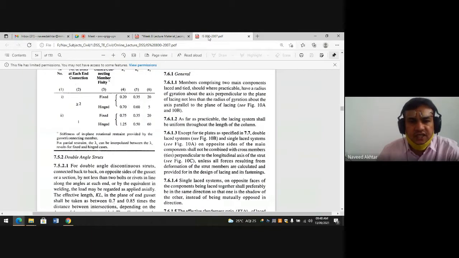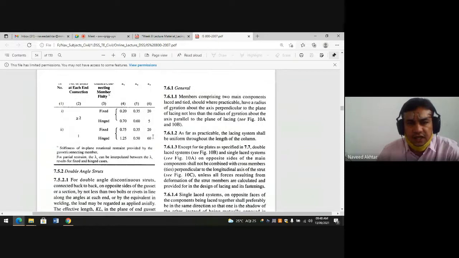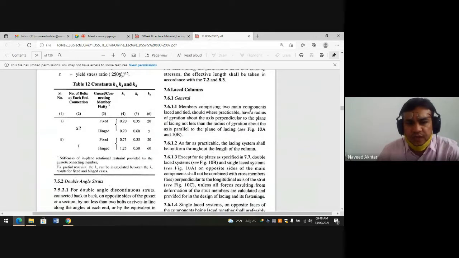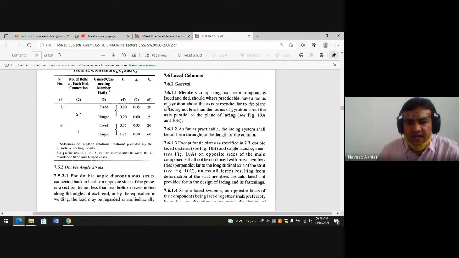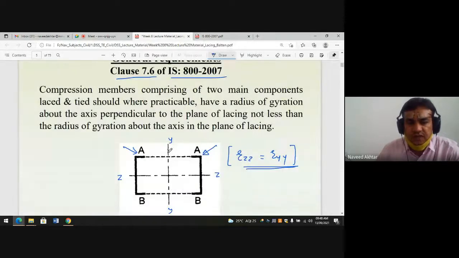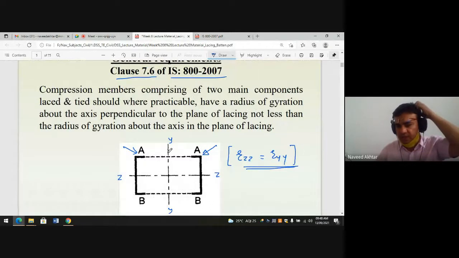You can see here, in the laced column, a member comprising two main components, laced and tied, should, where practicable, have a radius of gyration about the axis perpendicular to the plane of lacing not less than the radius of gyration about the axis parallel to the plane of lacing. Perpendicular and parallel mean the ZZ and YY axes. That is the main purpose of providing the lacing system to the column in the built-up compression member.